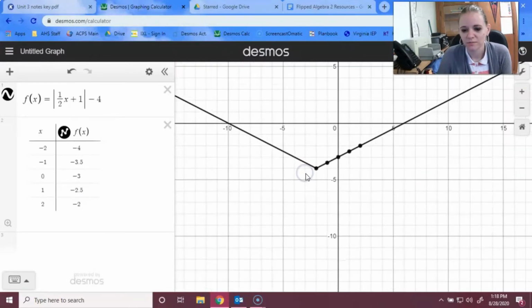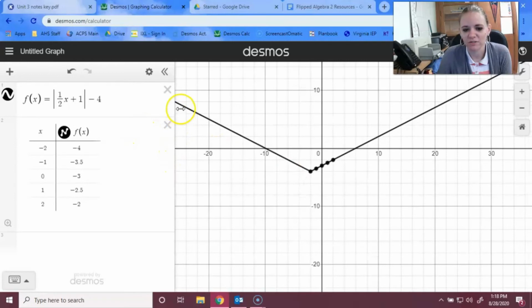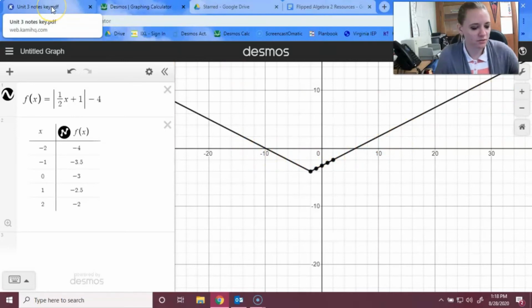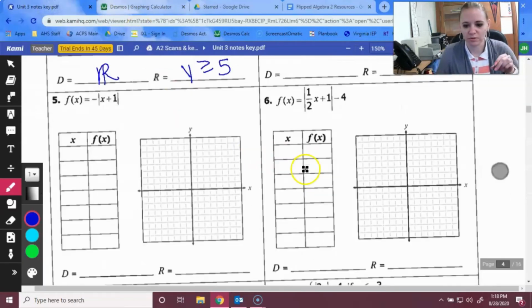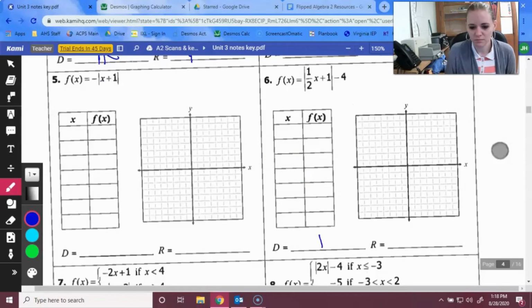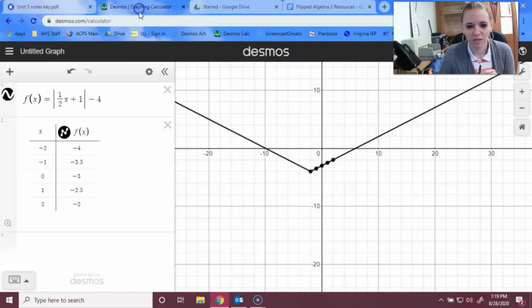So domain, starting left to right, starting from the left. Yep, my graph exists to the left. It's a little bit easier to see what I mean by it goes on forever to the left. So I'm coming from the left, and I have my graph, and then as I keep going, I look for a place where it stops, and it never stops. So that is all real numbers for that one. And then my range, my down to up.